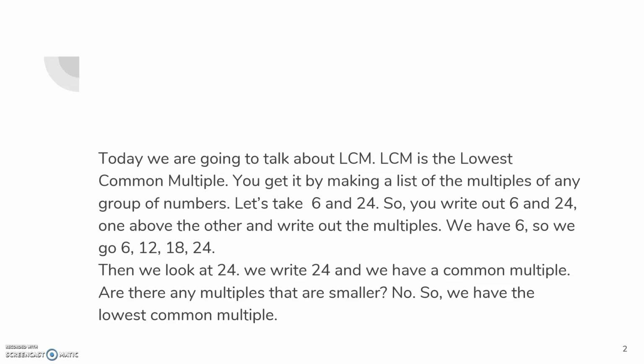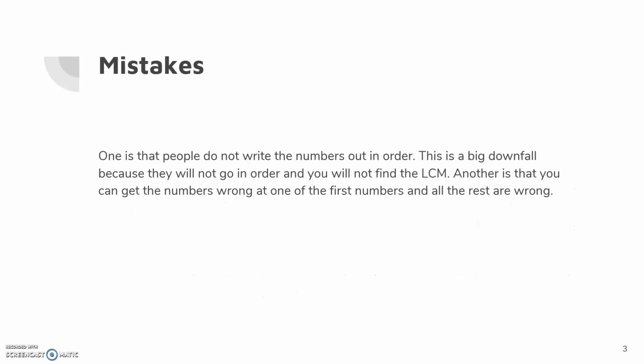So you write out 6 and 24, one above the other, and write out the multiples. So we have 6, so we go 6, 12, 18, 24. Then we look at 24. We write 24 and we have a common multiple. Are there any multiples that are smaller? No. So we have the lowest common multiple.